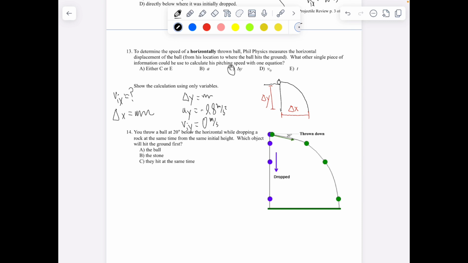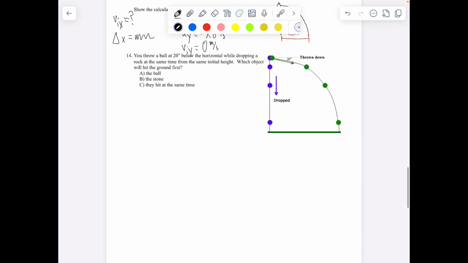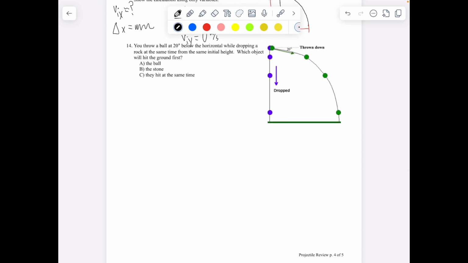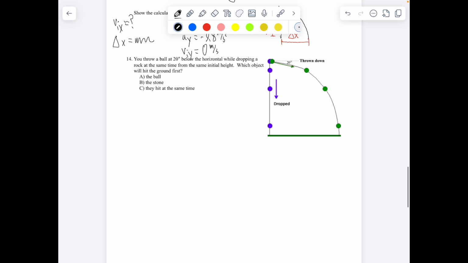Now, number 14: you throw a ball 20 degrees below the horizontal while dropping a rock at the same time from the same initial height. Which object will hit the ground first? Here, we're throwing the ball. So in green, we have the ball. In blue, we have the rock. Let's separate those out just so we know which is which.